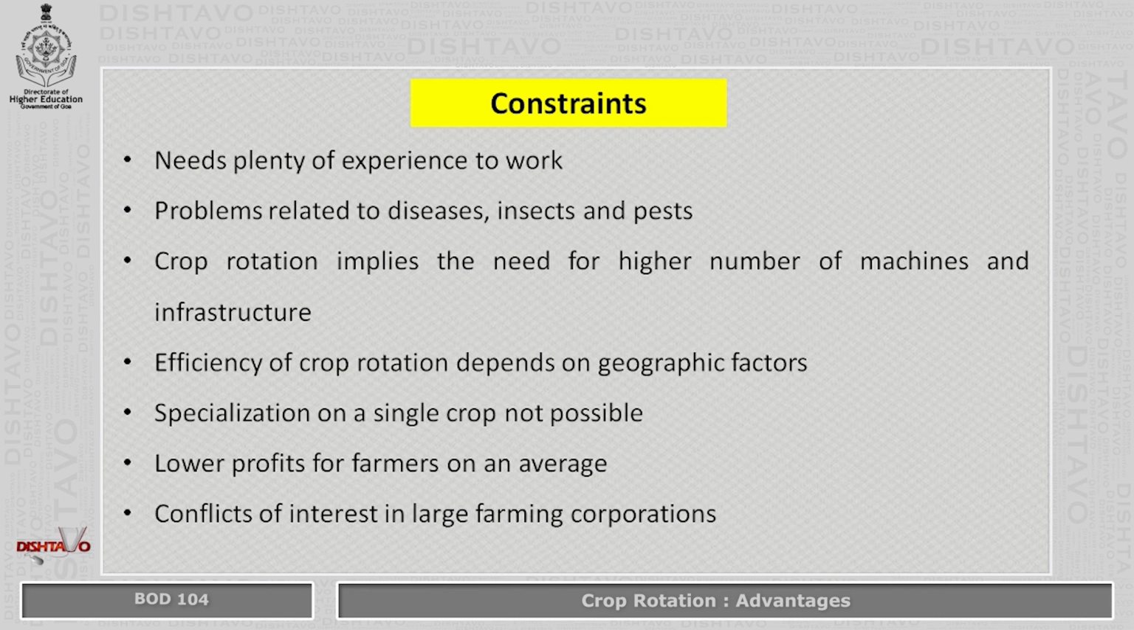Next, lower profits for farmers on an average. And the last one is conflicts of interest in large farming corporations. It may be the difference of opinion that differs from individual to individual. So these are in general the constraints.